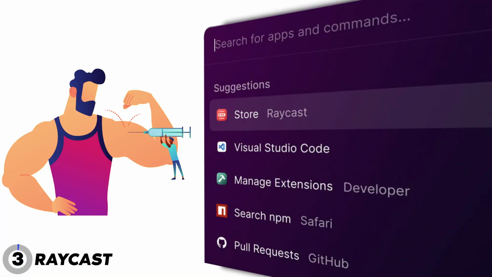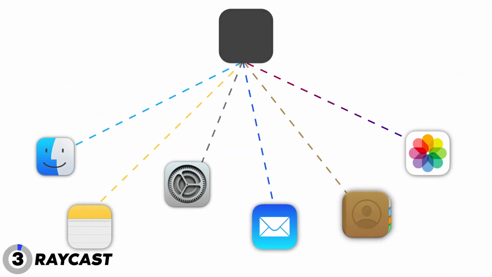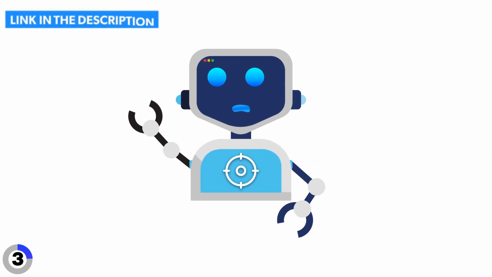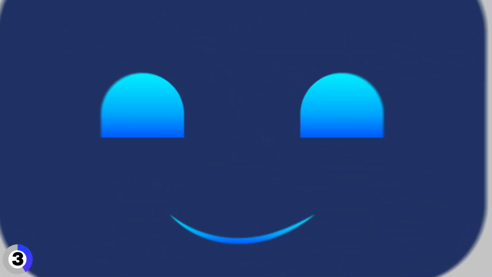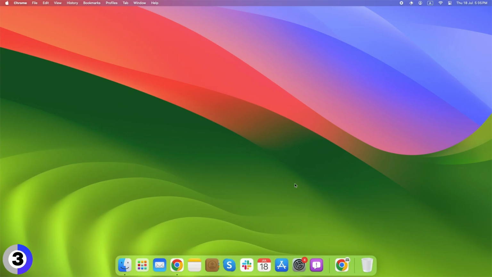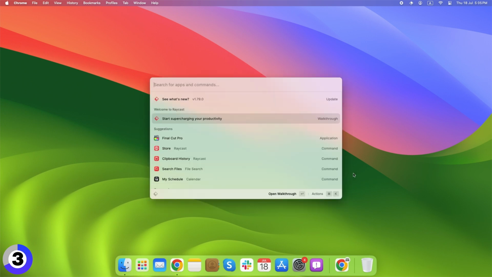Imagine a search bar on steroids, a one-stop shop for everything you do on your Mac. That's Raycast. Here's how to unlock its power. Click the link in description and download the app. Installation is a breeze, just like any other Mac app. The default shortcut to open Raycast is Option plus Spacebar. This brings up the Raycast interface, a sleek search bar ready for your commands.